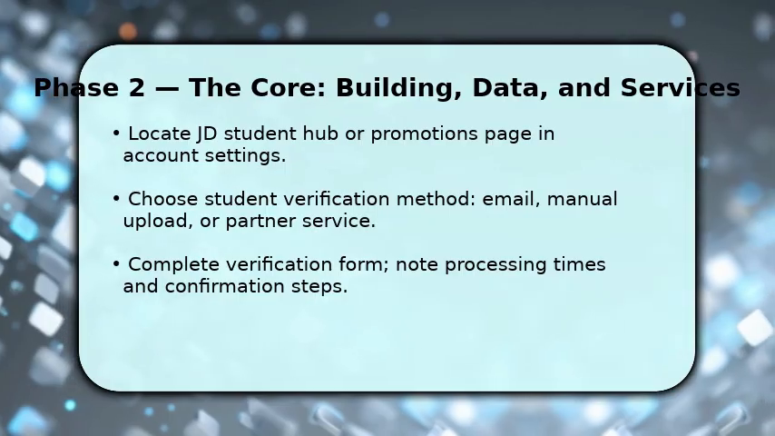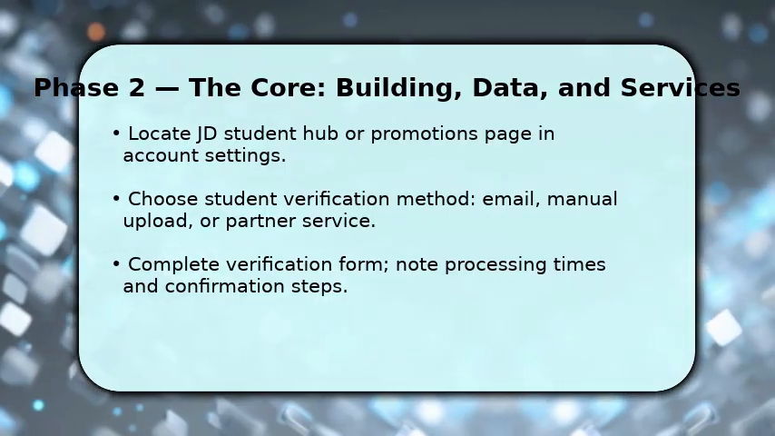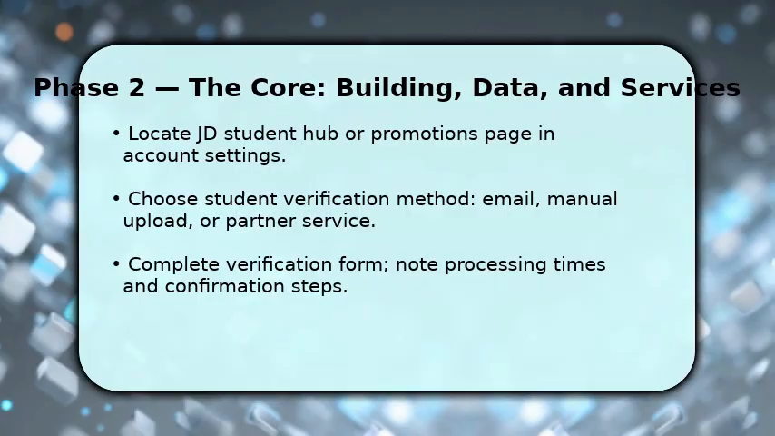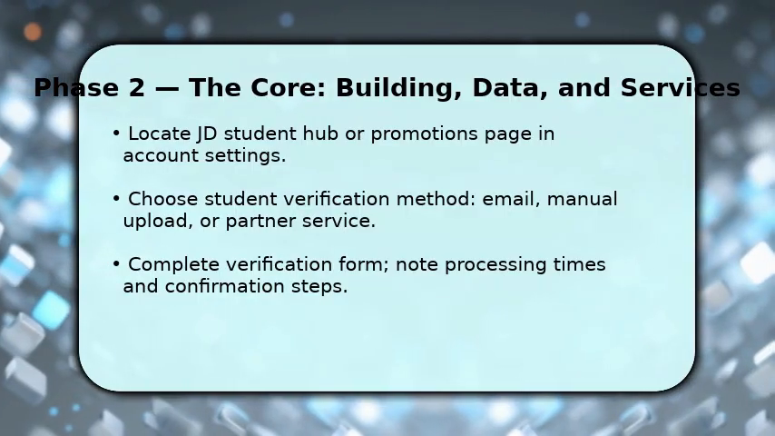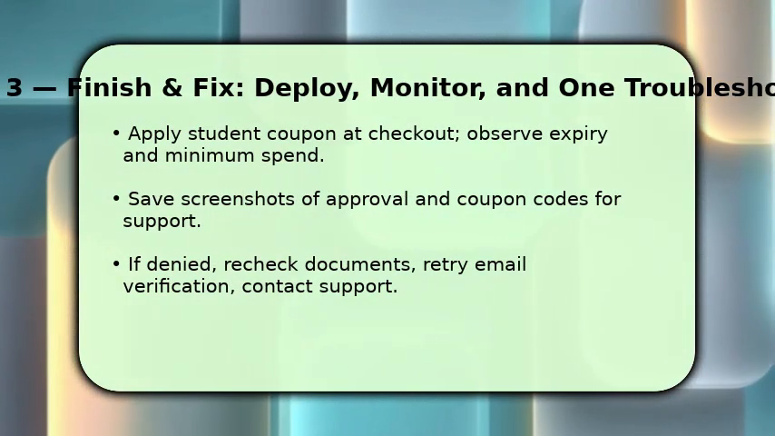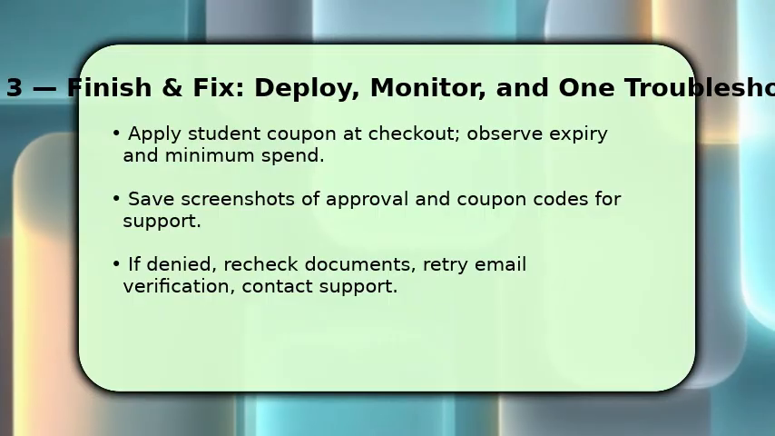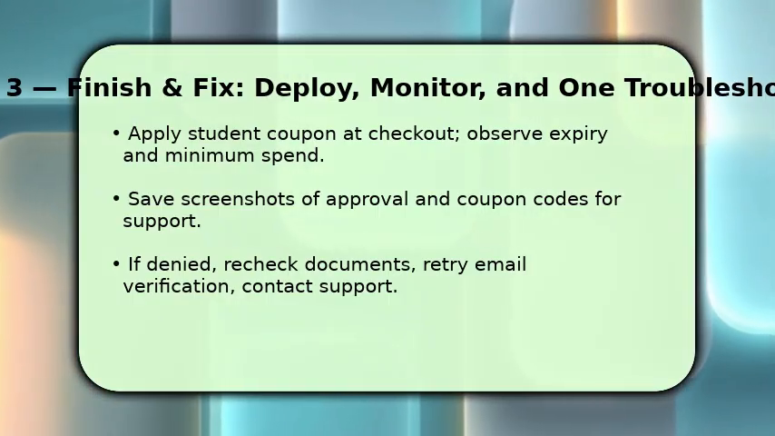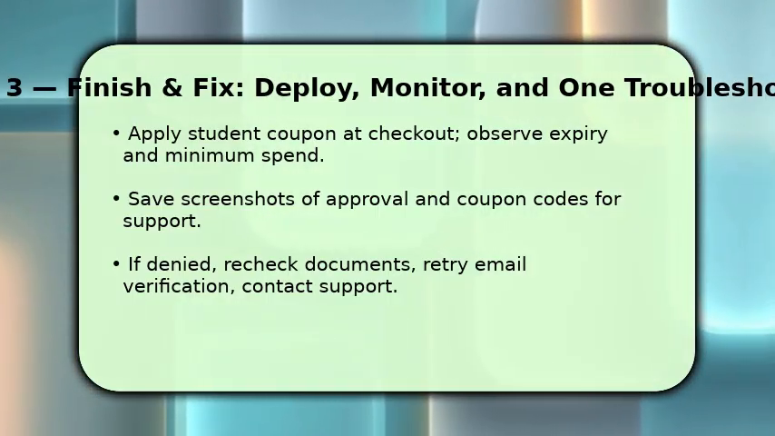Make sure to check confirmation emails and the promotions page, because that's where the student discount or coupon will appear once approved. Finish by applying your student coupon at checkout and confirming the discount line item before you pay. Note expiry dates and any minimum spend rules so you don't lose the benefit.